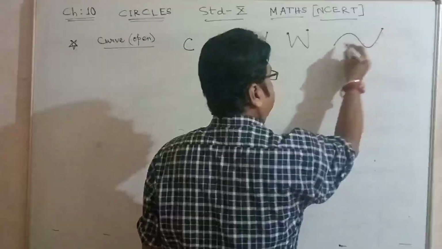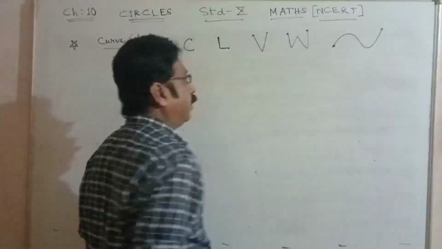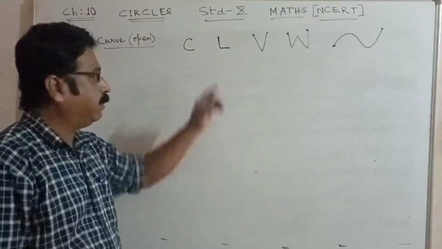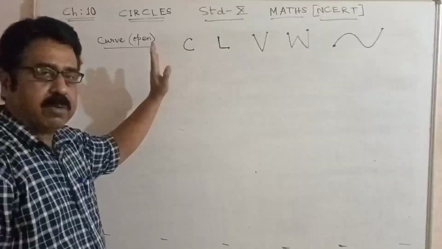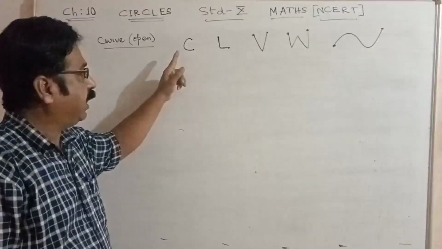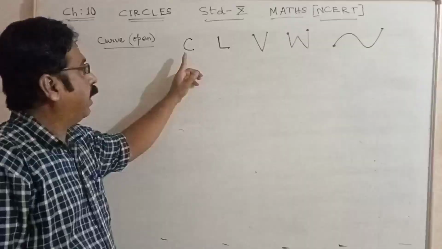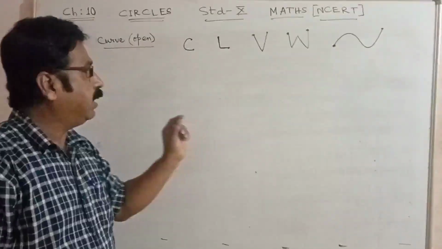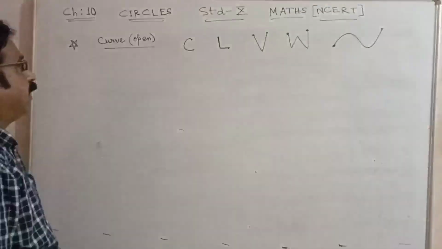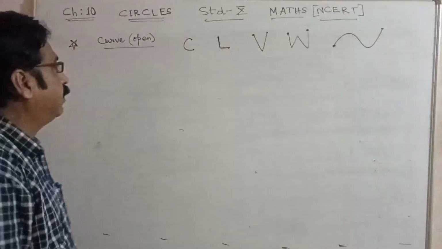This is also a curve. So what can we say about these curves? They are all plane figures. Infinite number of points are located in each curve, and each curve has two end points, and these are the open curves.